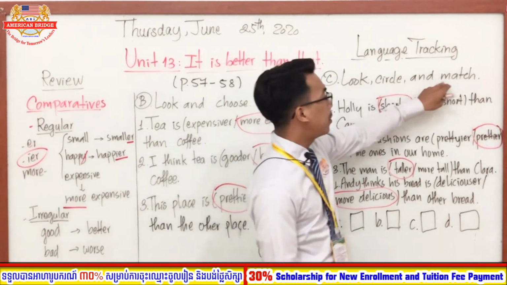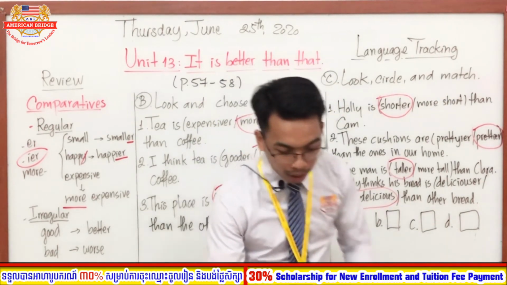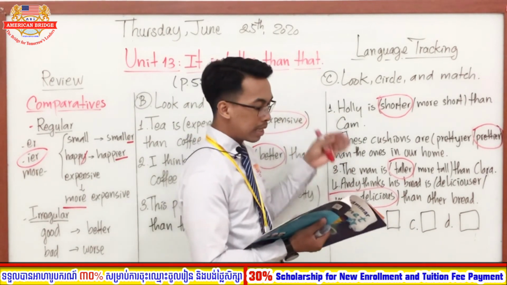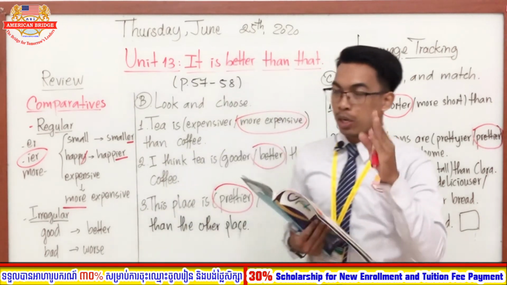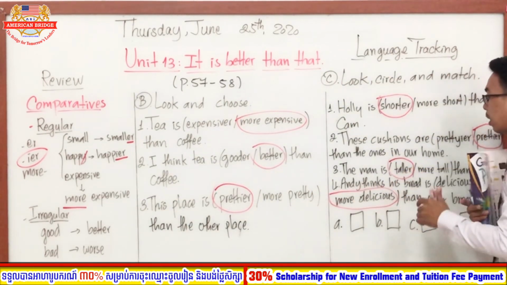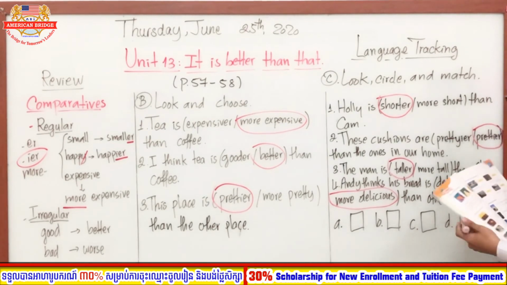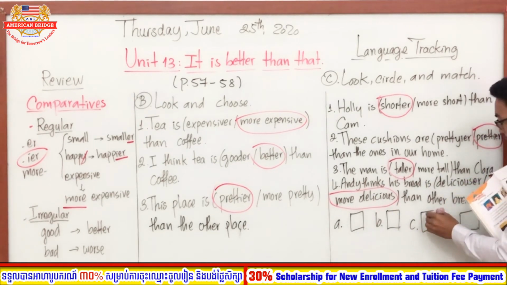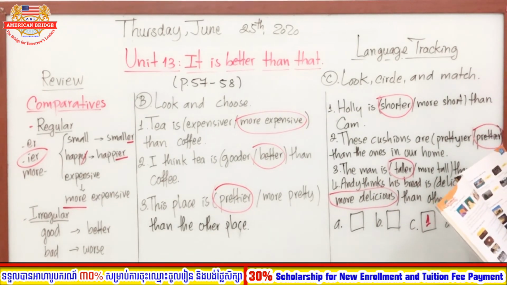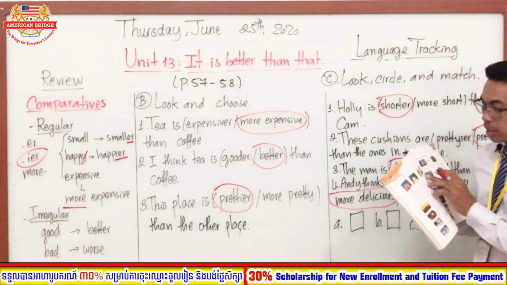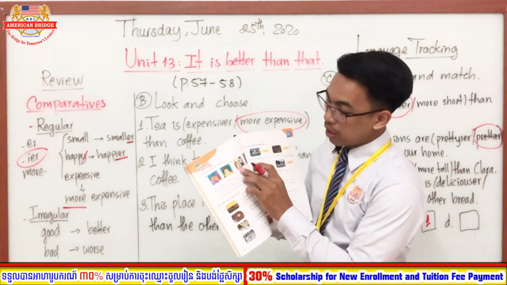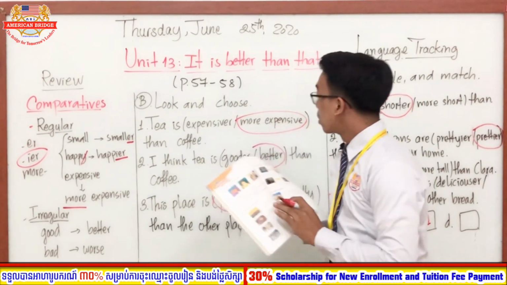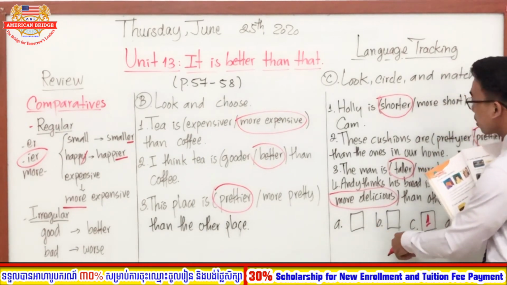So after that you have to match. According to the exercise, the last step is to match the picture with the correct sentence. It has one example for you. So picture C goes to number 1, right? Holly is shorter than Cam. So you see everyone, the girl is shorter than the boy. You see everyone? Good. So now let's move on to number 2.